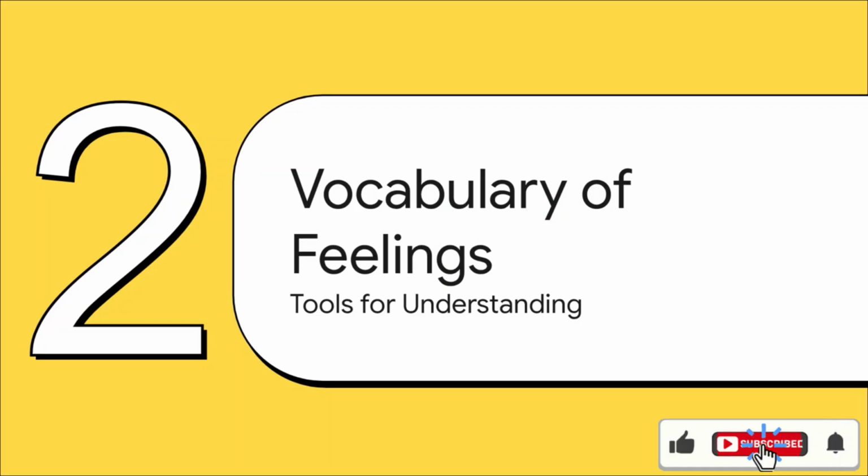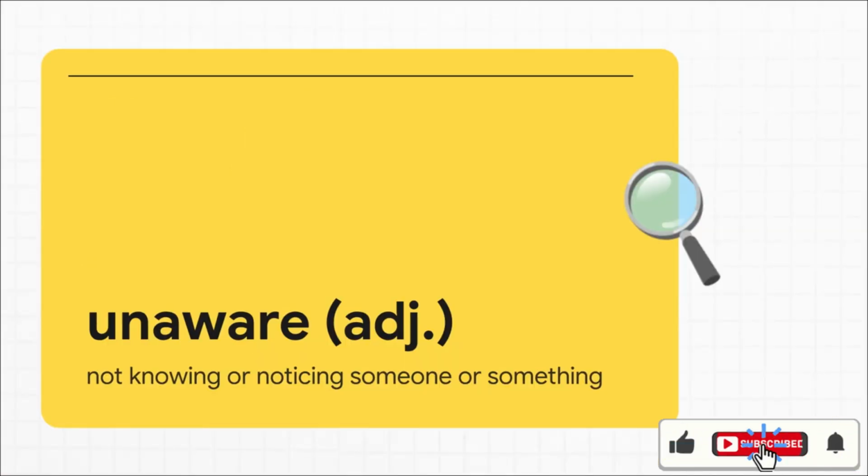Moving on to Section 2, the vocabulary of feelings. These are our tools for understanding. Before we dive into the main text, we're going to practice a crucial reading skill: getting meaning from context. Basically, using the surrounding clues to figure out a new word. Take the word unaware. If an author writes, "We are often unaware of how colors affect our emotions," the context tells us it's a blind spot. It literally means not knowing or noticing something.